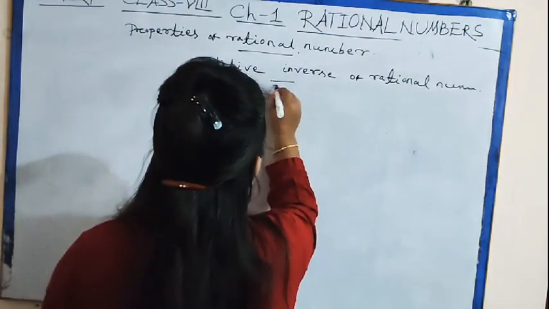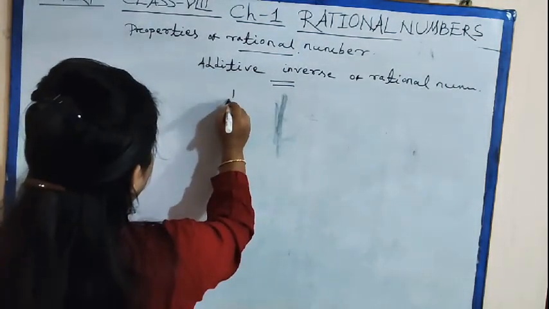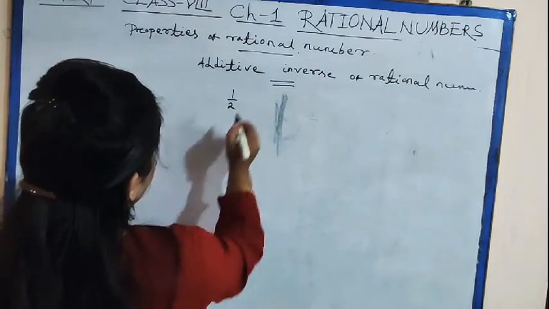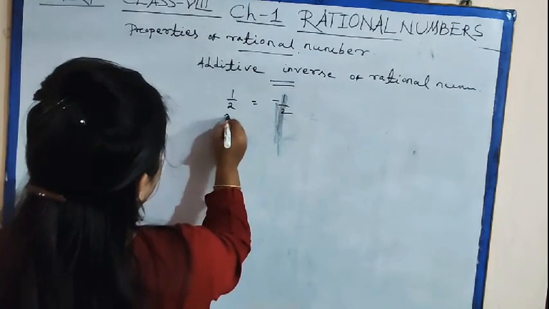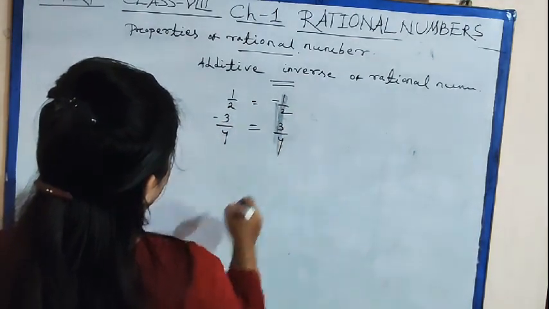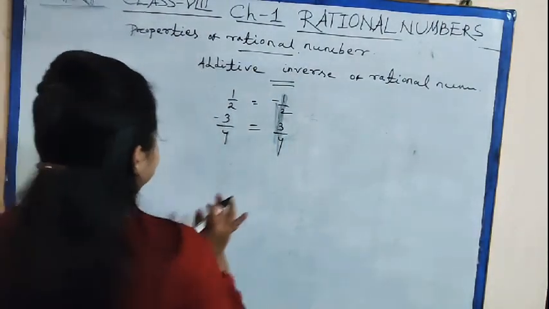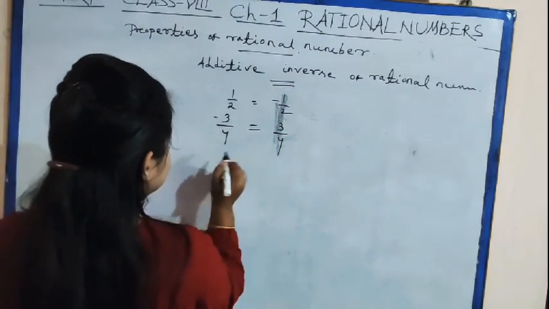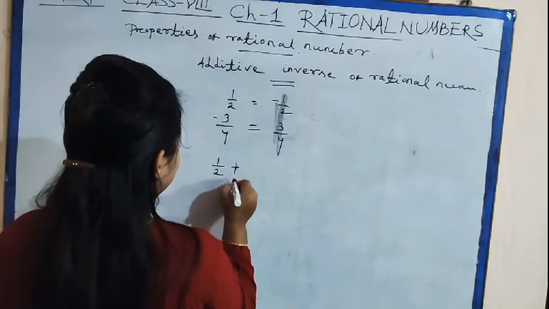This is the same as the other number systems. Suppose 1/2 is a rational number. Its additive inverse is -1/2. For 3/4, the additive inverse is -3/4, and 3/4 plus -3/4 gives 0. Understood?